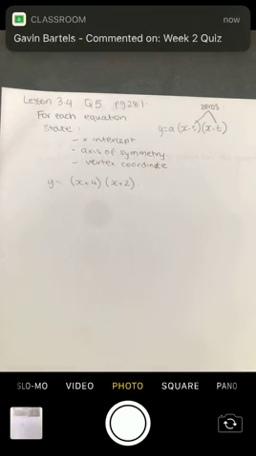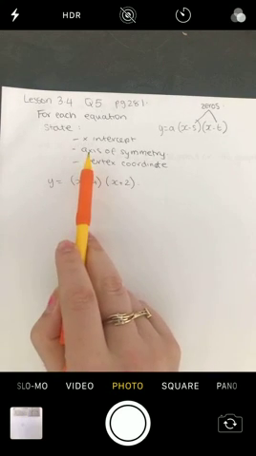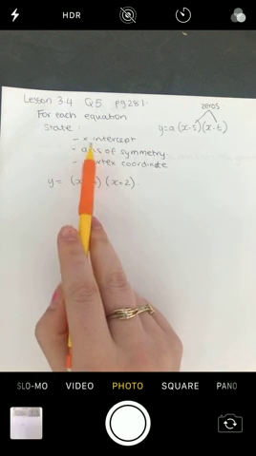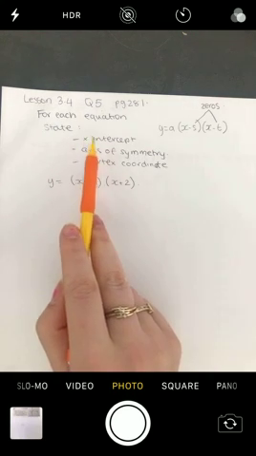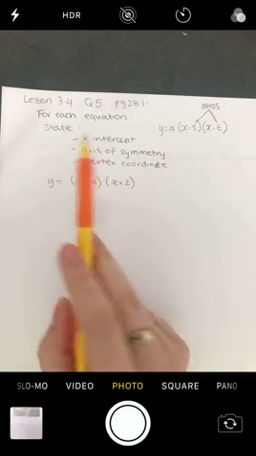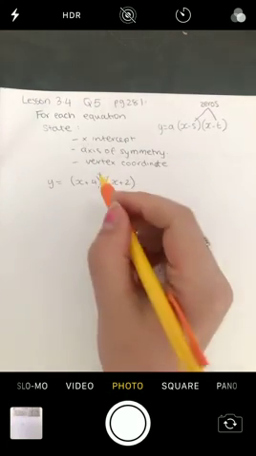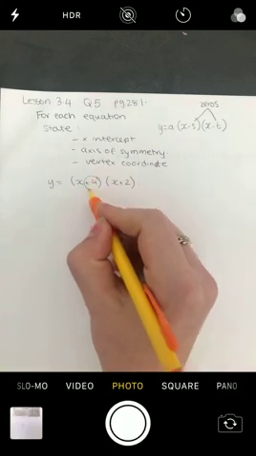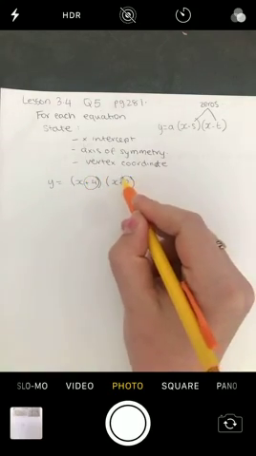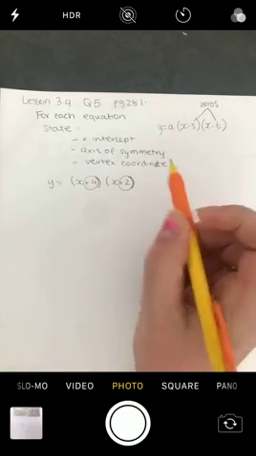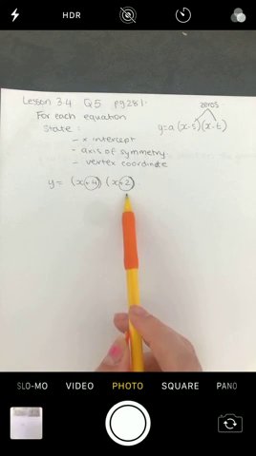So we are first being asked to state the x-intercept, and that is our zeros. So where the parabola crosses our x-axis. So we can say, okay, we have 4 and 2. They are our zeros in this equation.